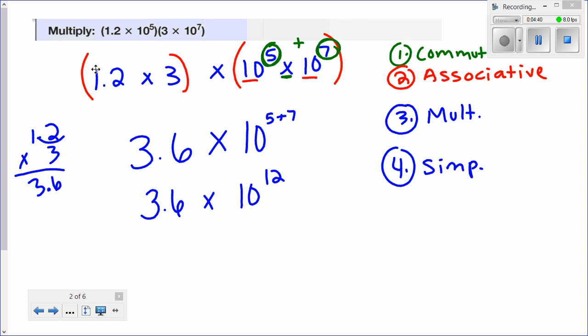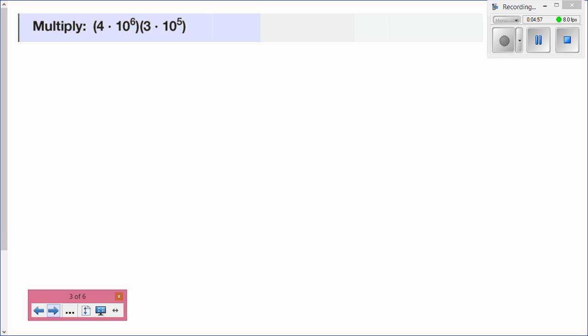So again, we saw some addition property of equality. Here's your answer. We have to ask ourselves, is this in scientific notation? Is there one natural number to the left of the decimal? Yes. That means done. Move on. Okay, next problem we're going to work through.